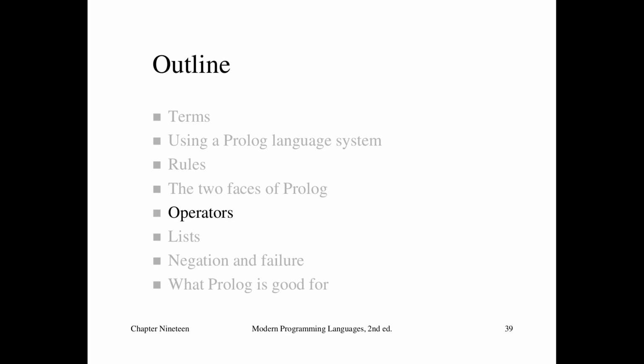Okay, so welcome back to Computer Science 305. This is the third part of the first Prolog lecture. And in this part, we're going to be talking about operators and lists.